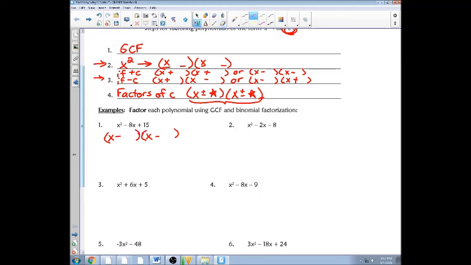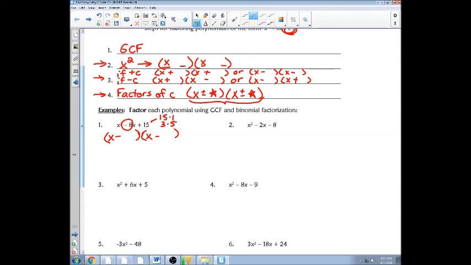Now we need to worry about step 4. That is the factors of 15. Well, I can have 15 times 1, and I can have 3 times 5. What I'm going to do is figure out which set will add to my negative 8.